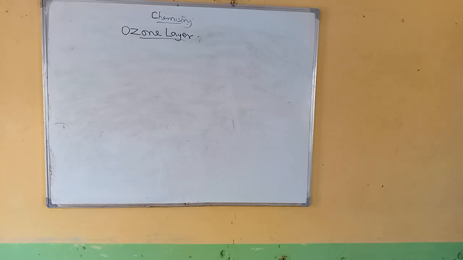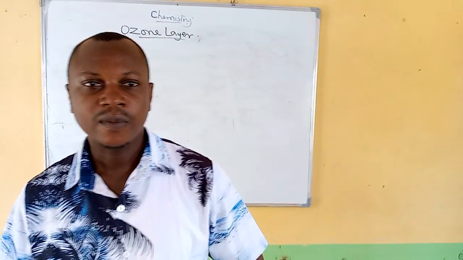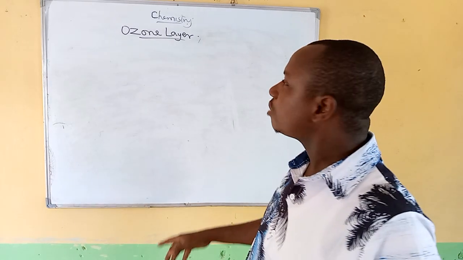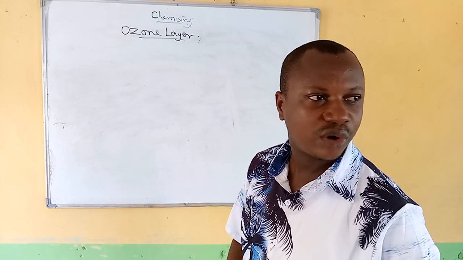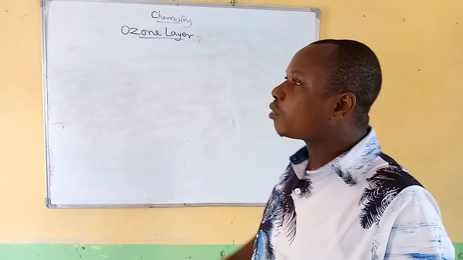Ozone layer is what we'll be looking at for today's lecture. What is the ozone layer? The ozone layer is the thin part of the Earth's atmosphere that is responsible for absorption of almost all the sun's harmful radiations. That's what we call the ozone layer.